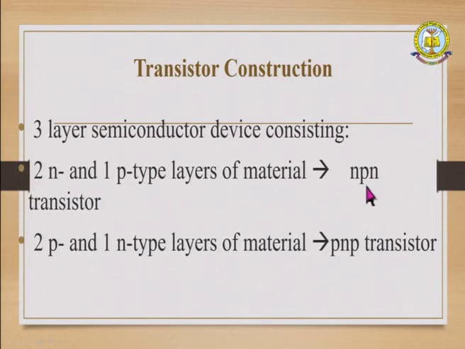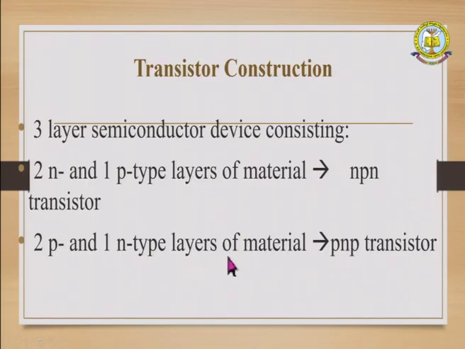Here you look at two transistors, the NPN transistor and the PNP transistor. NPN means two N-type layers and one P-type layer. That is the NPN transistor. At the same time, this is a PNP transistor, which is also the same, with two P-type layers and one N-type layer of material. So, this is the NPN and PNP transistor.